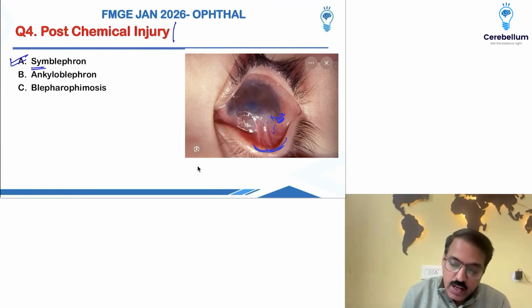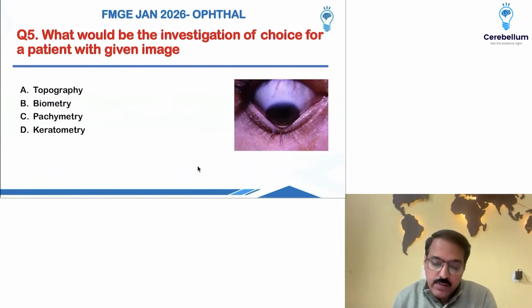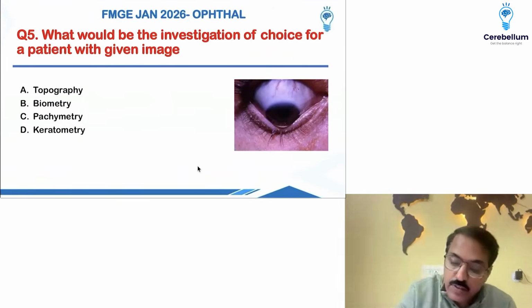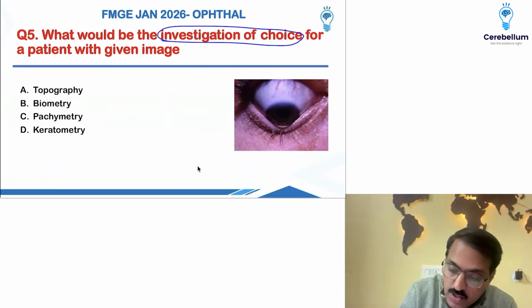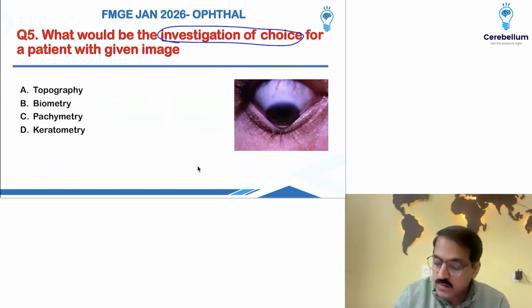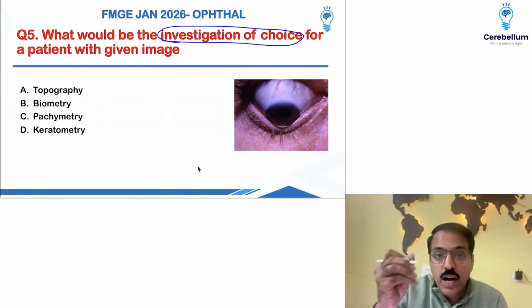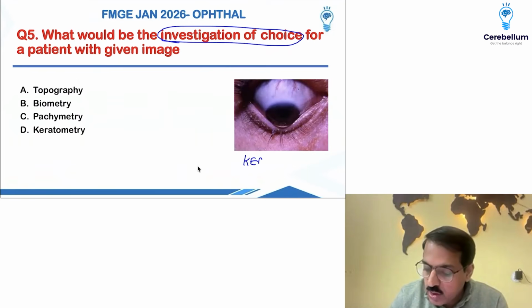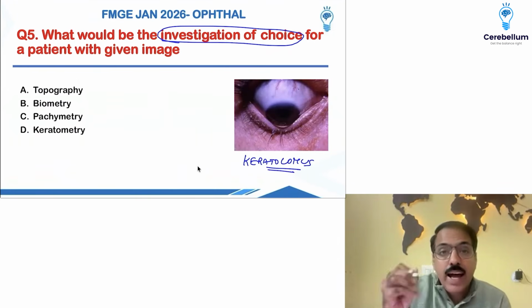Okay. Next, question number 5. Very simple. We have done this in our class, by this name only. Investigation of choice. This image was given. Again, they expected you to see the image, reach a diagnosis. So the diagnosis is keratoconus, and then tell us.